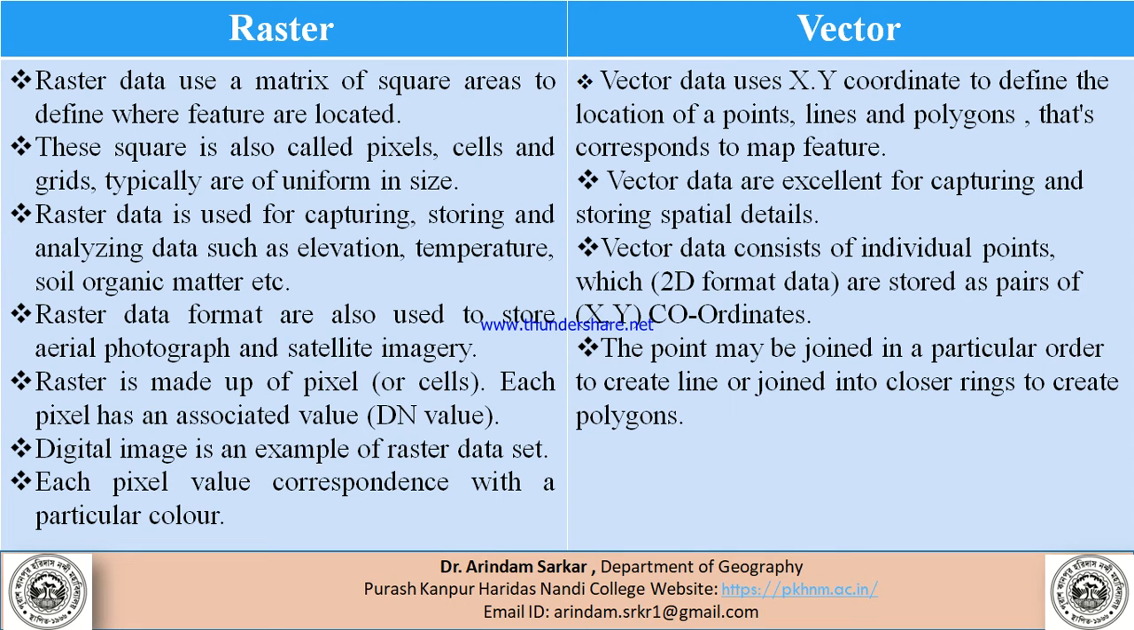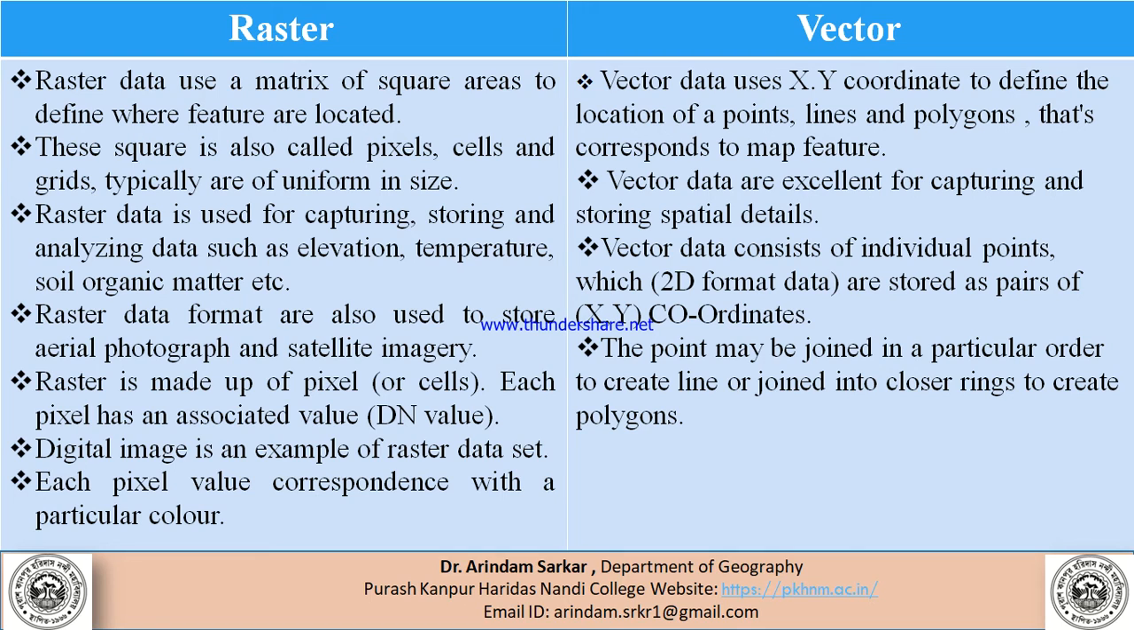Raster is made of pixels that are called cells. Each pixel has an associated value that is called a DN value. A digital image is an example of a raster dataset. In the raster dataset, each pixel value corresponds with a particular color.